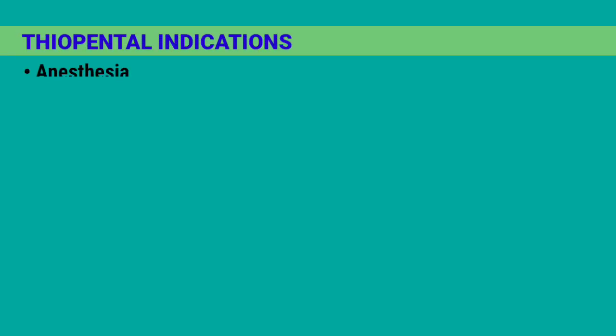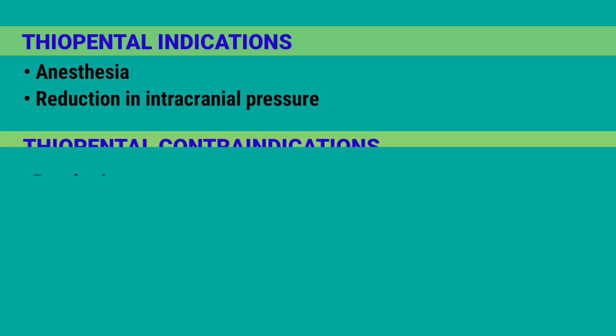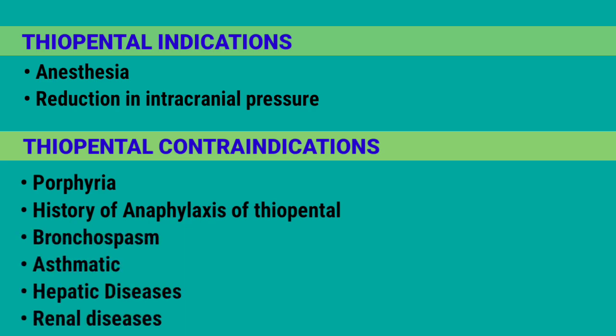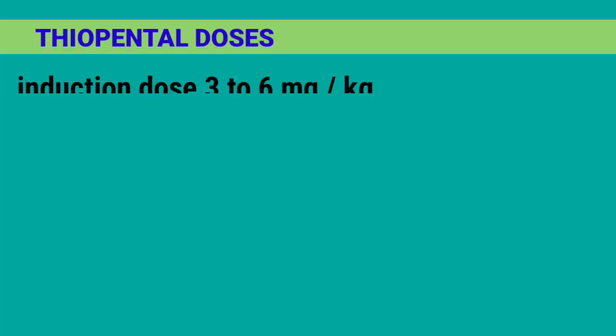Thiopental sodium indications: anesthesia, reduction in intracranial pressure. Thiopental sodium contraindications: porphyria, history of anaphylaxis to thiopental, bronchospasm, asthma, hepatic diseases, renal diseases. Thiopental sodium doses: induction dose 3 to 6 mg/kg.